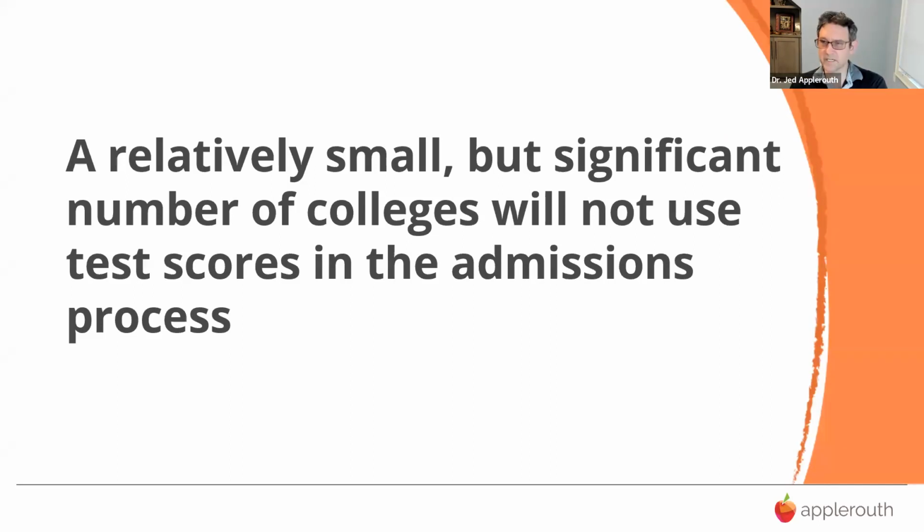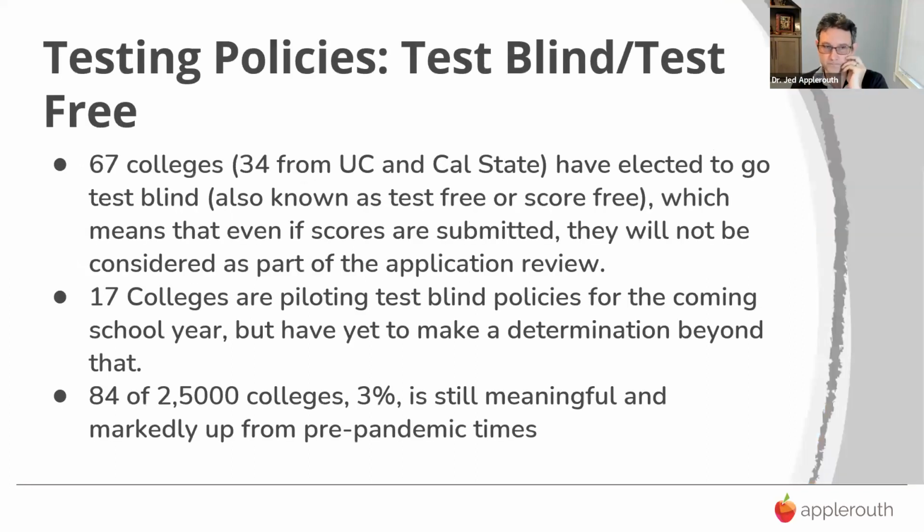The new branding is called test free, but it's there, they won't look at them. So if you have a 36 it's not going to be factored in whatsoever. The majority of them are in California, but half of them are from UC and Cal State. 17 schools are piloting test blind, they're trying it out. So that's 3% of schools in the country that are test blind. That's a meaningful number, but still it's the minority position. And we haven't seen this massive flood of schools join the train.